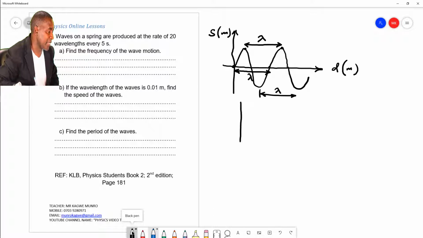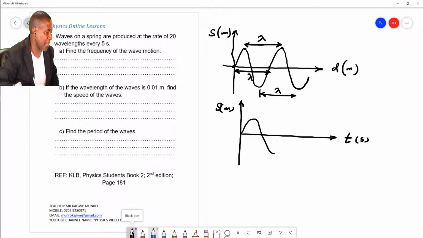The other type of graph is a displacement-time graph. Displacement again S, and here we have time in, let's say, units of seconds. So if I have, for example, a wave like this, and by the way, from both graphs, this distance here represents the amplitude. Even on the displacement-time graph, this distance here will represent the amplitude. So a complete oscillation again is from this point to this point.